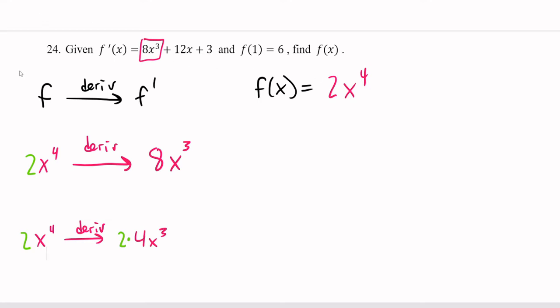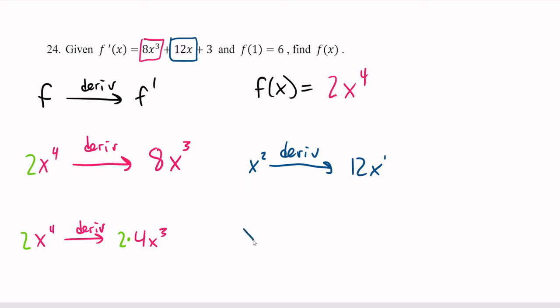All right, next piece, blue, 12x. What function gets me down to 12x with the derivative? I have x to the 1 here, so I need to start with x squared. But when I do the derivative of this, I'm going to drop a 2 down. So as scratch work, if I put an x squared here and take the derivative, I get 2x. But I don't quite have that. I'm off by a factor of 6.